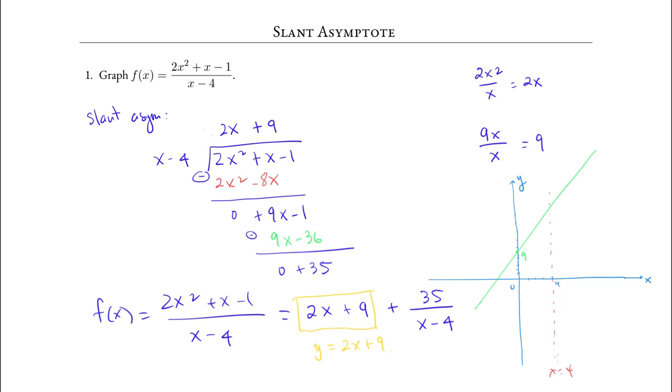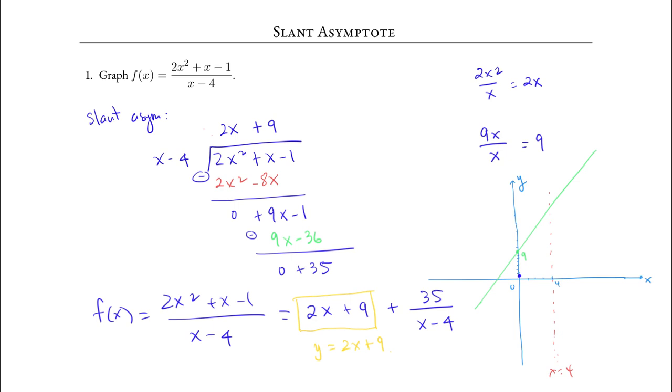To graph the function, we now plug in a few points. When x equals 0, we have 2 times 0 which is 0, plus 9, plus 35 over negative 4. But 35 over negative 4 is almost negative 9, but not quite. And then we take this and add to 9, and so we end up with a positive number that is almost 0. It is 1/4. And so when x equals 0, we would have a point somewhere down here for the y-intercept.